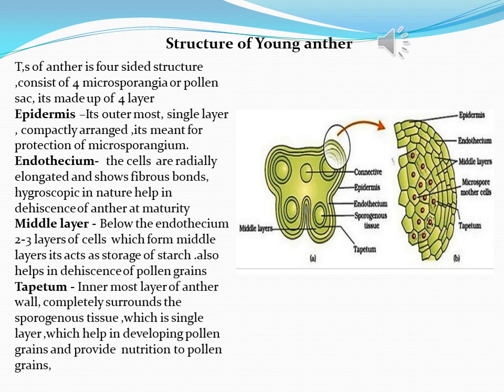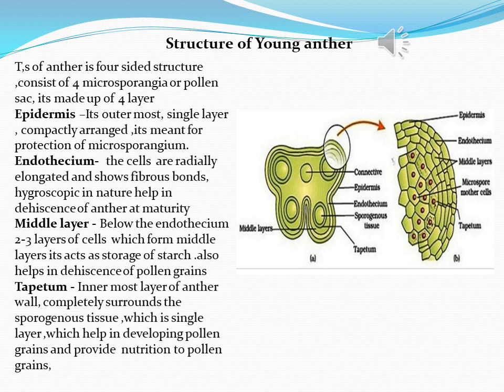When the pollen grains are produced and become mature, then by the process of dehiscence the pollen comes out of the microsporangium. At that time the endothecium helps the pollen come out of the pollen chambers. That is what we call dehiscence. The next layer is the middle layer. It is found below the endothecium, and it is made up of 2-3 layers of cells.